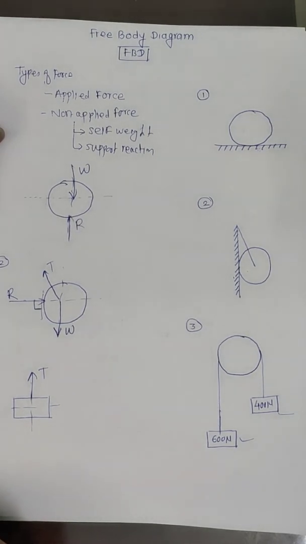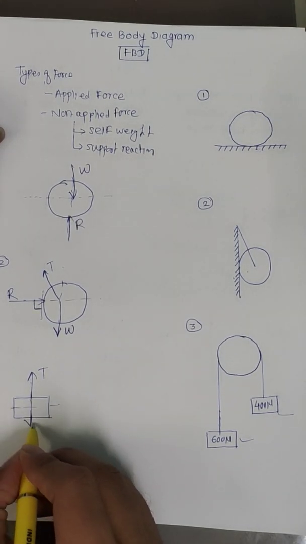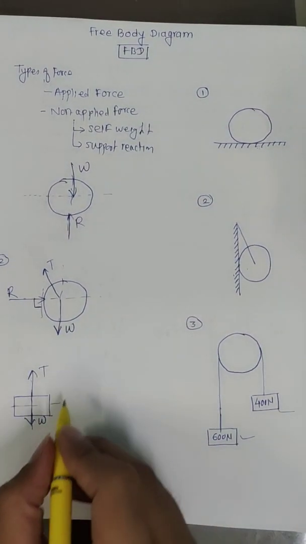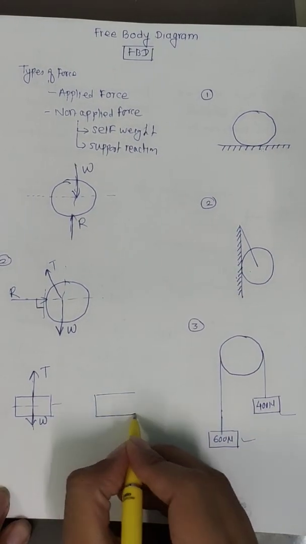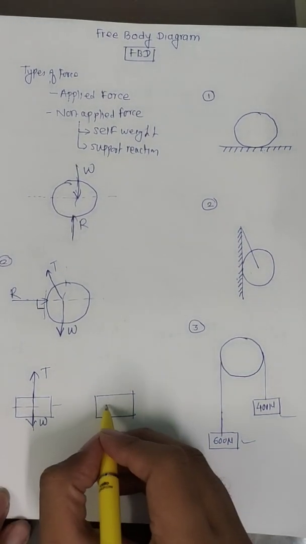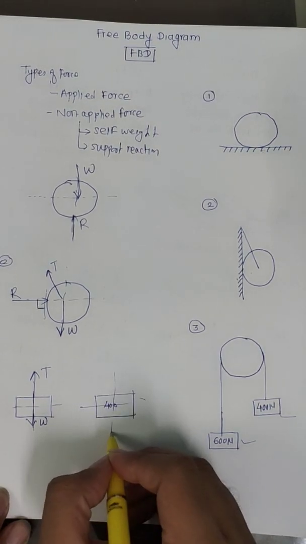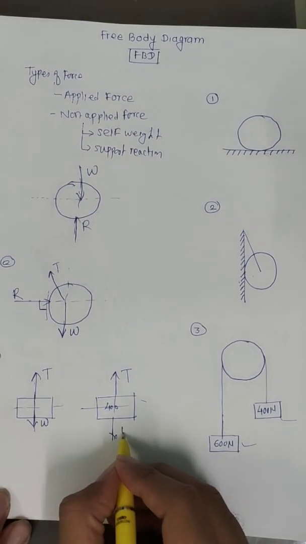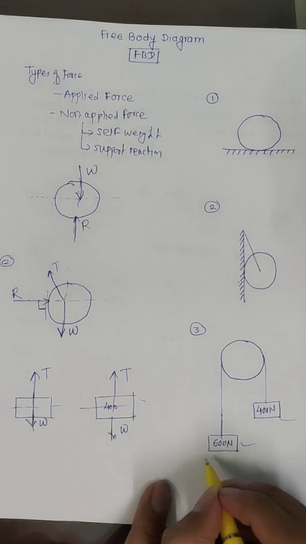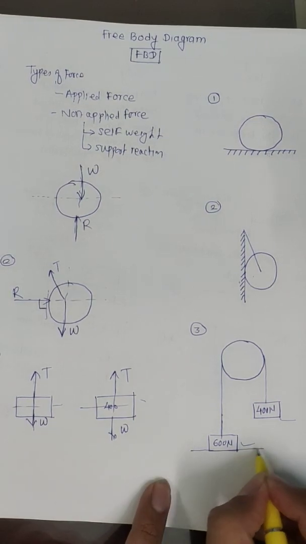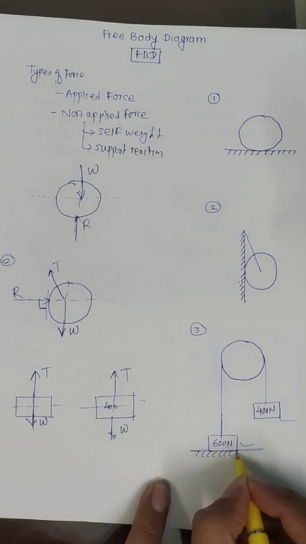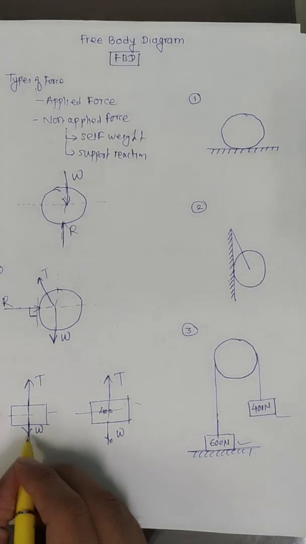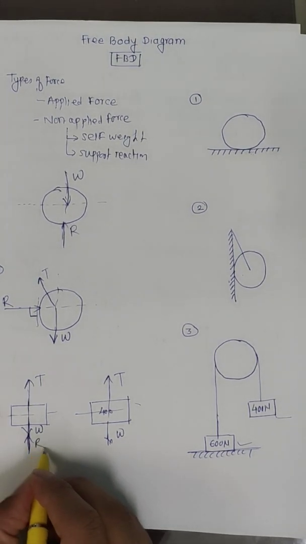What comes in non-applied? Self weight of the body, which is acting in downward direction, is W, and there will be no support reaction. Okay. So what is the next one? 400 Newton block. Mark the X axis, mark the Y axis. This is tension in the string, and self weight is also acting on the body. If we have placed this 600 Newton on the surface, then what will happen? One support reaction will be exerted by the surface against the self weight of the body.